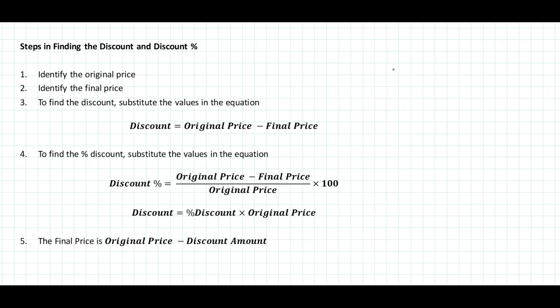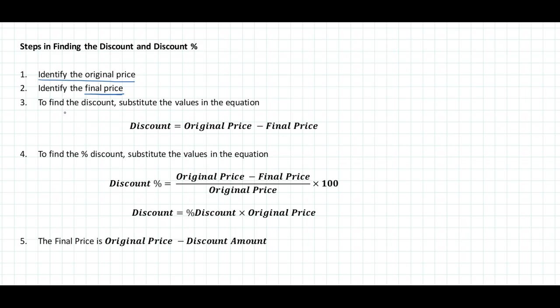So how do we go ahead and find the discount and the discount percent? We want to first find out what the original price is, and what the final price is. That's really how you identify discounts. You need an original price, you need a final price. You could need a discount percent. There are different variations of ways to represent discount.